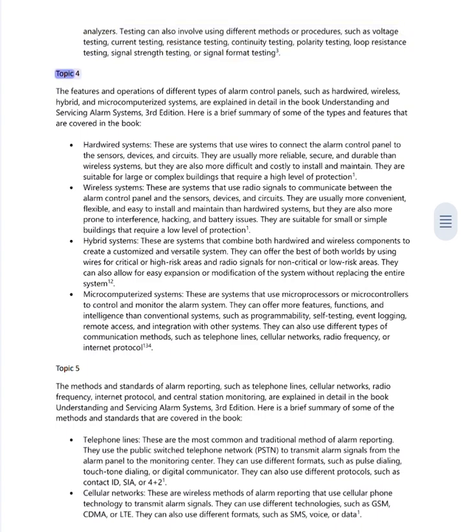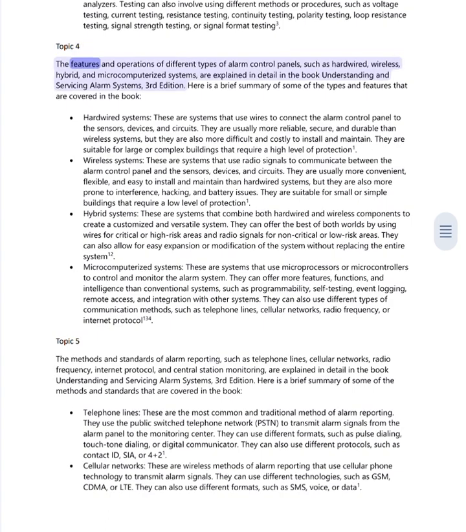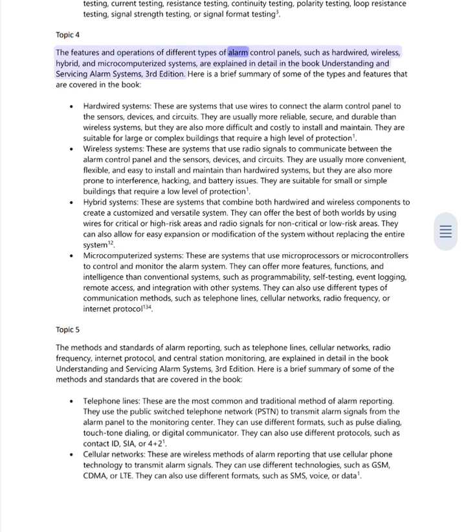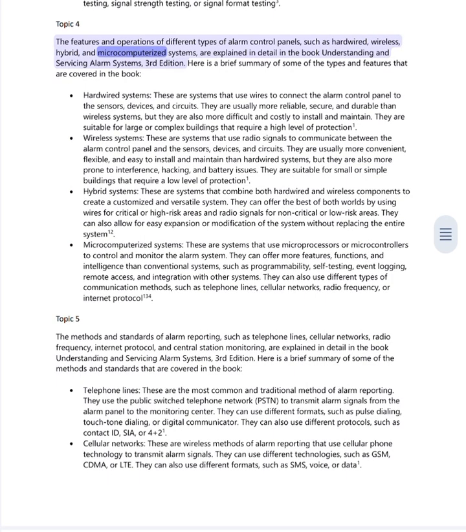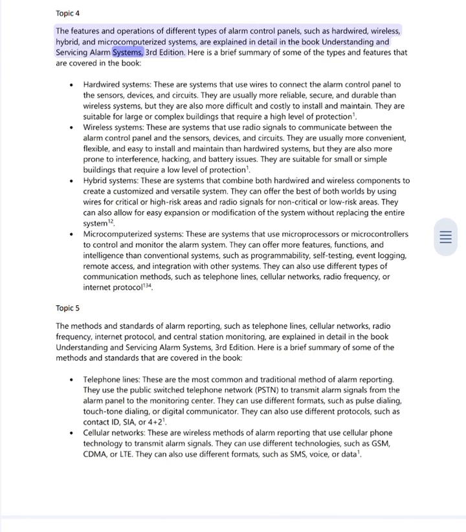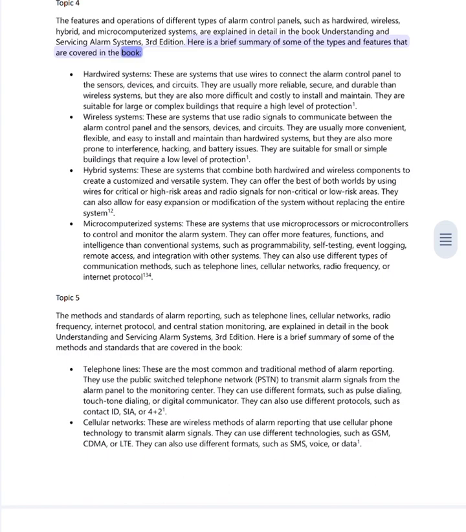Topic 4. The features and operations of different types of alarm control panels, such as hardwired, wireless, hybrid, and microcomputerized systems, are explained in detail in the book Understanding and Servicing Alarm Systems, 3rd edition. Here is a brief summary of some of the types and features that are covered in the book.